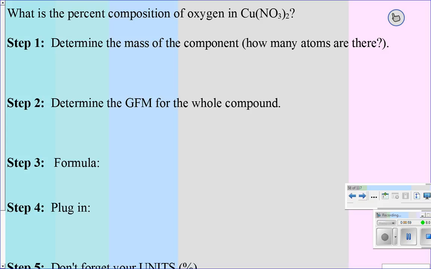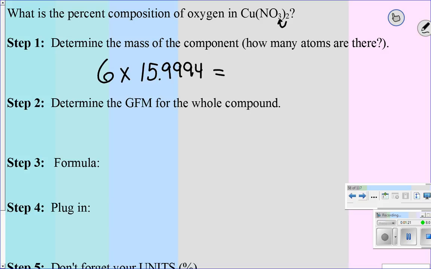We want to know the percent composition of oxygen in copper nitrate. First thing we have to do is talk about what our component is. In this case, it's going to be oxygen. And we do have 6 oxygens, so we need to keep that in mind. So we're going to say 6 times the mass of our oxygens, which is 15.9994. So each oxygen has that for a mass based on the periodic table.